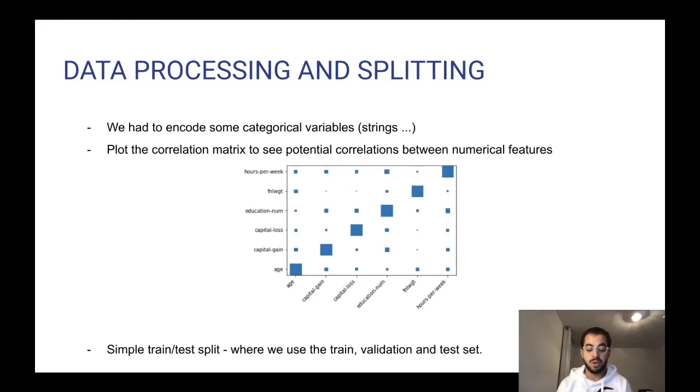Then we did a simple train test split, an 80-20% split, where we end up with train, validation, and test set. Of course, the train and validation parts are both part of the 80% of the split.